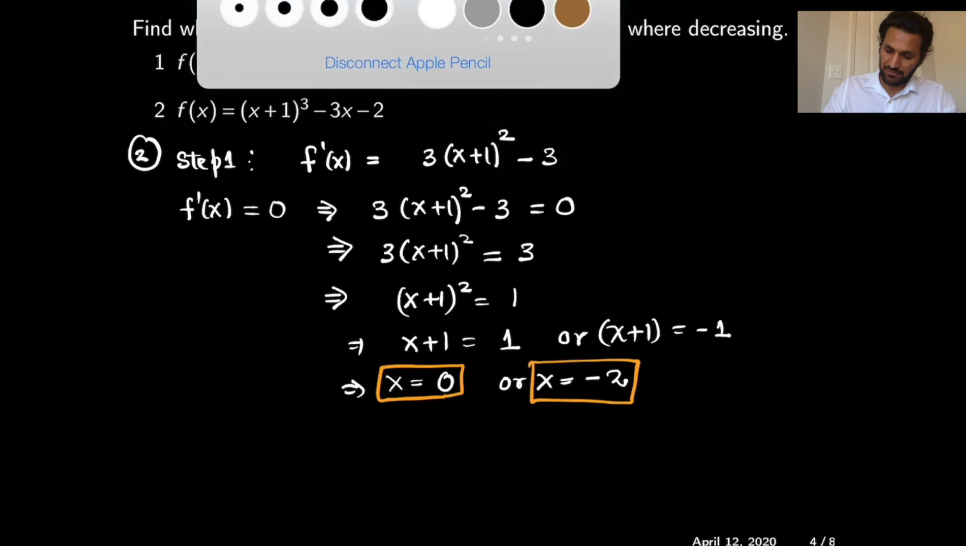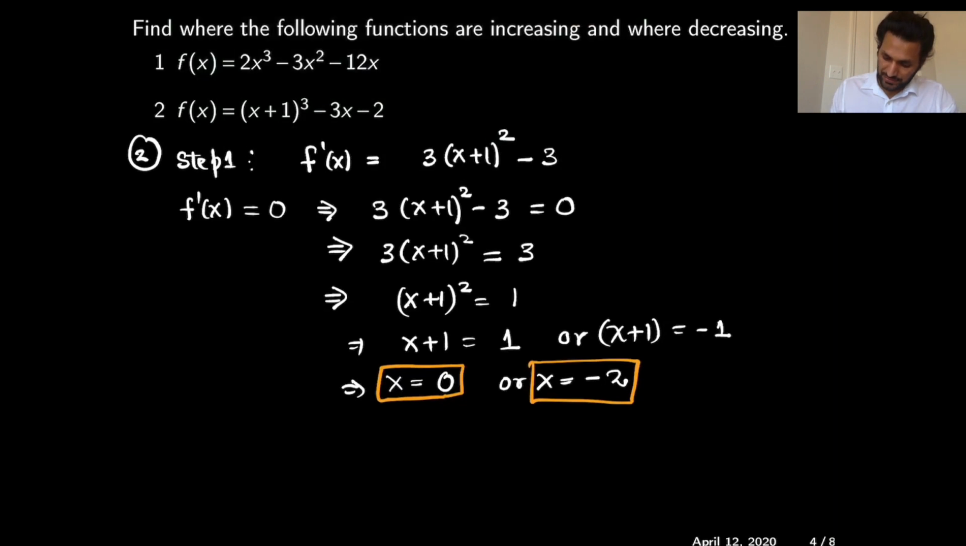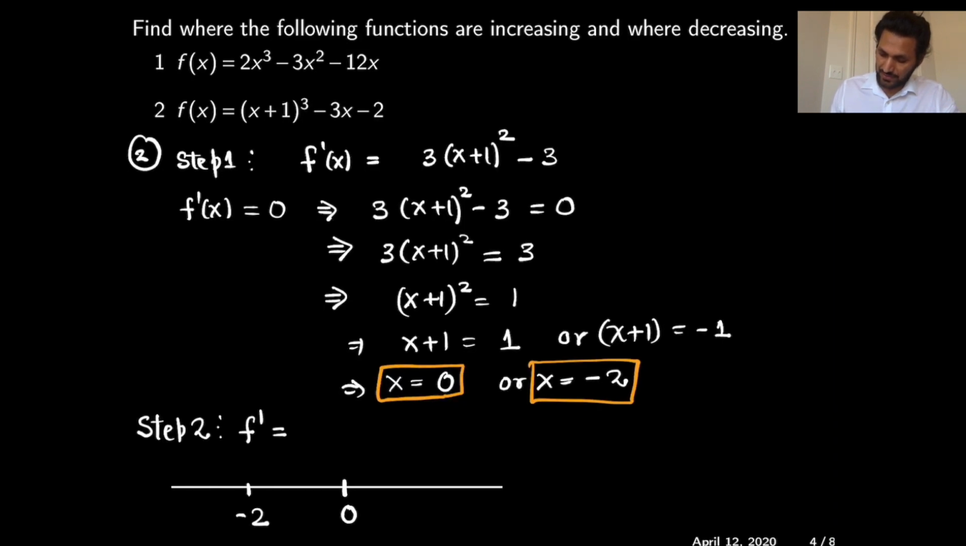Let's do step number 2, which is the line test. You can do the line test here very quickly. We have 0 as a critical value and we have -2 as a critical value. Let's see what the derivative of the function is. This is basically 3 times (x plus 1) squared minus 3.